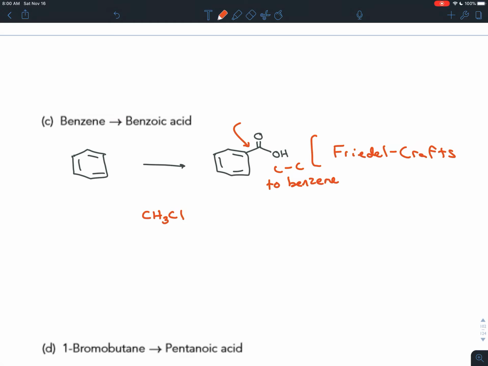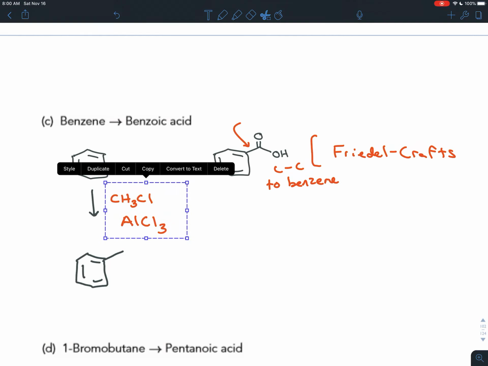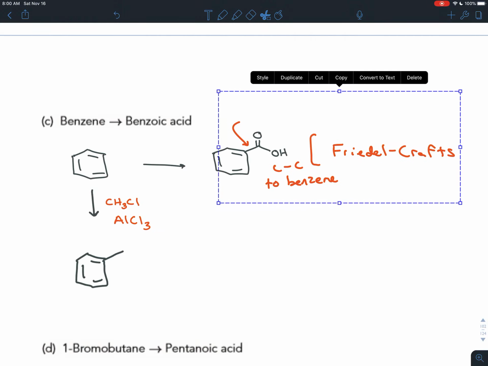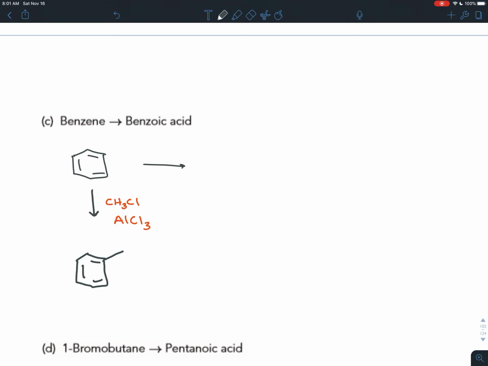CH3Cl. This Cl is going to interact with the catalyst AlCl3, and that's going to put a methyl group onto benzene. So we still have our benzene, but now we have a methyl group on it. In other words, after that reaction, we create toluene. So there is our Friedel-Crafts.